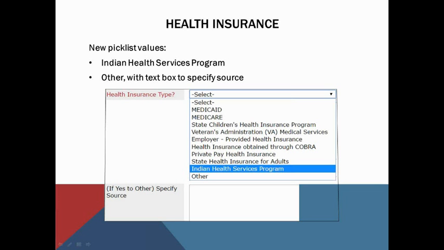The next change that you will need to take note of is involving health insurance. There is now a new PIC list value for Indian Health Services Program. In the event that your client receives an other type of health insurance that is not available on this list, please select the option of other and you will be provided with a text field box below to specify what other means.